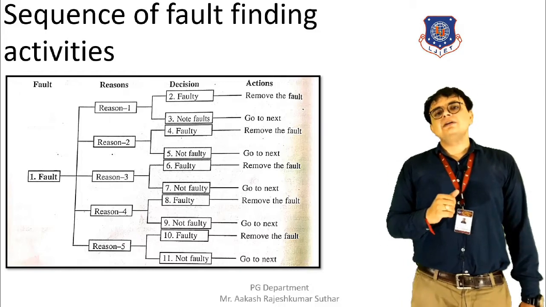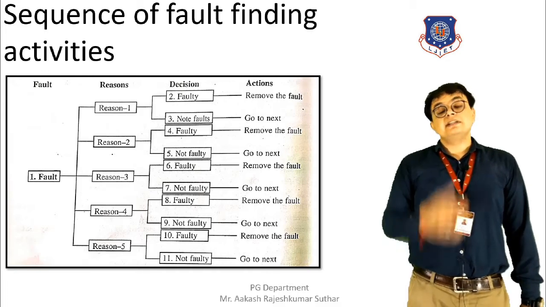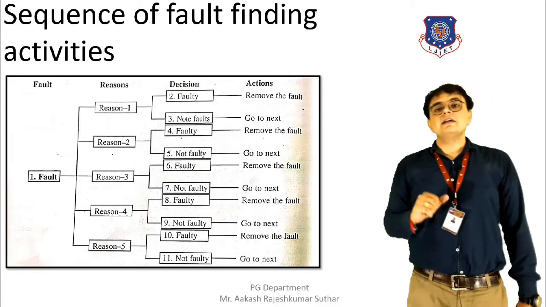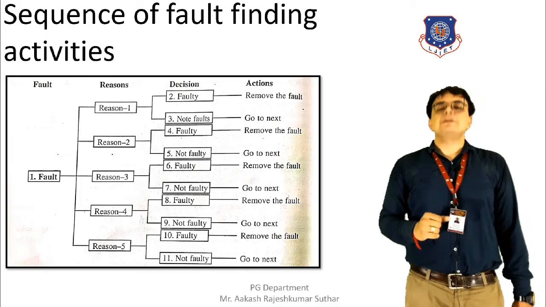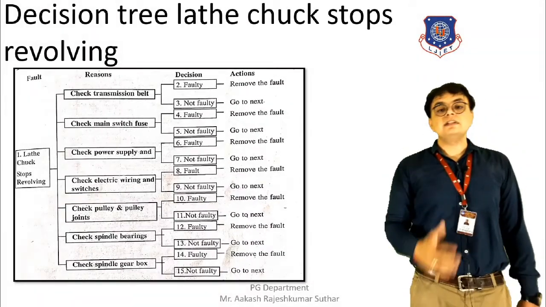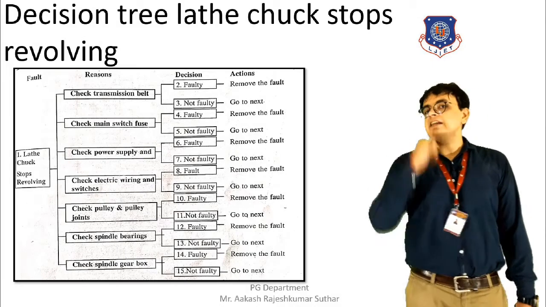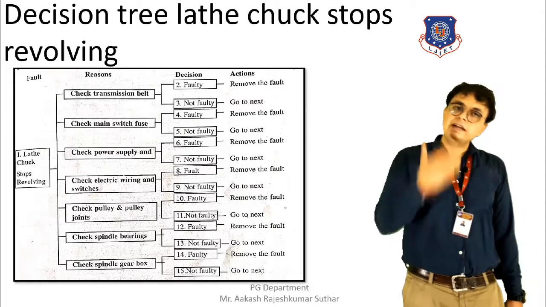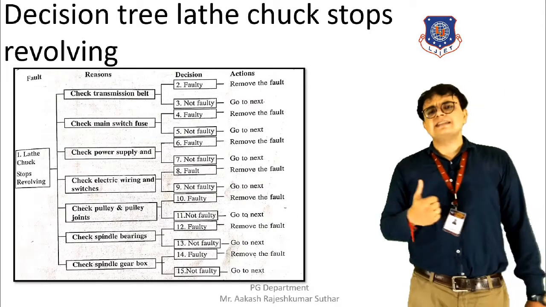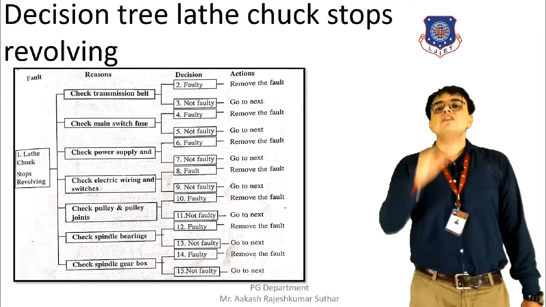So this is how the general sequence of fault finding activities is done, and in this way the decision tree diagrams are prepared. So moving towards the next type of decision diagram, that is of the lathe chuck stop revolving. There is a lathe chuck that has stopped revolving. Why has this fault occurred? Let's discuss. So here the fault is the stopping of the lathe.